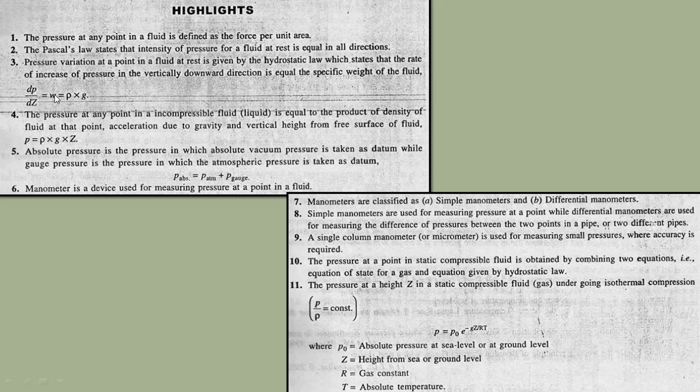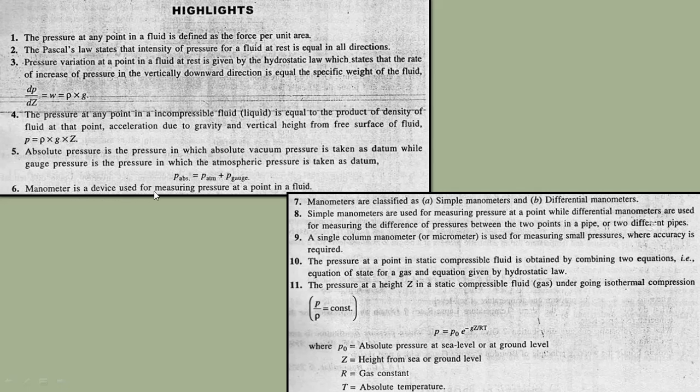dP divided by dz is equal to small w, which is equal to rho into g. The pressure at any point in an incompressible fluid (liquid) is equal to the product of the density of the fluid at that point, acceleration due to gravity, and vertical height from the free surface of the fluid. P is equal to rho into g into h. Absolute pressure is the pressure in which absolute vacuum pressure is taken as a datum, while gauge pressure is the pressure in which the atmospheric pressure is taken as datum. So absolute pressure is equal to atmospheric pressure plus gauge pressure.